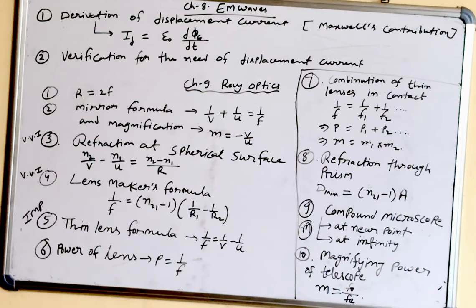And compound microscope, in the case of compound microscope, you have to find the magnification at near point and at infinity. And the last important derivation of this chapter is the magnifying power of telescope, that is m is equal to f_o upon f_e, where f_o is the focal length of the objective and f_e is the focal length of the eyepiece.